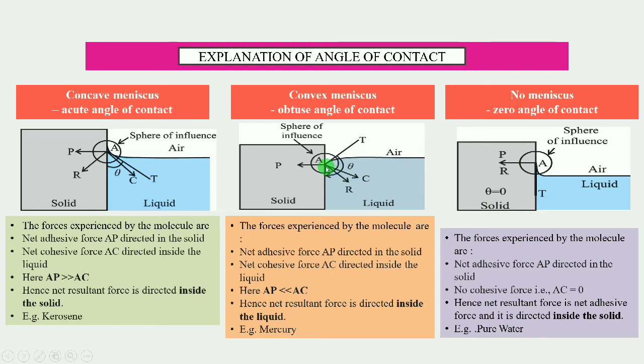Considering this AR, we will draw the normal to the AR. So at A we draw the normal here. Considering AT as a tangent, you will draw the shape of the meniscus. So we are getting a convex meniscus. And the angle of contact, as you take the tangent to the meniscus, that is AT, to the solid surface, this angle here is taken as the angle of contact, and this angle will be greater than 90, that is an obtuse angle. So convex meniscus, obtuse angle of contact we are getting.